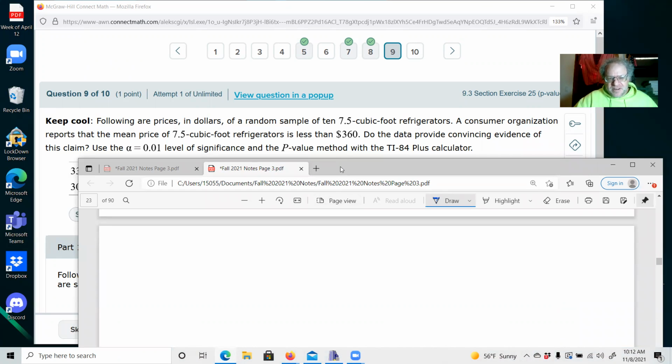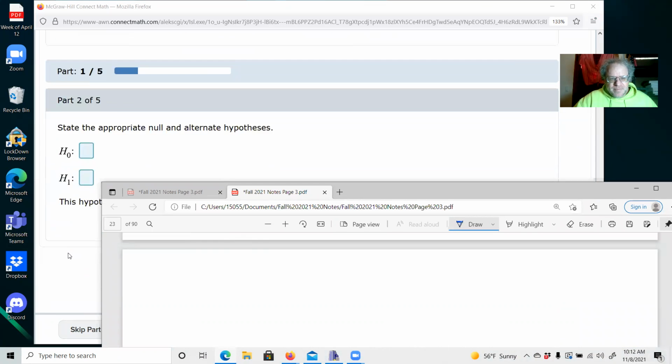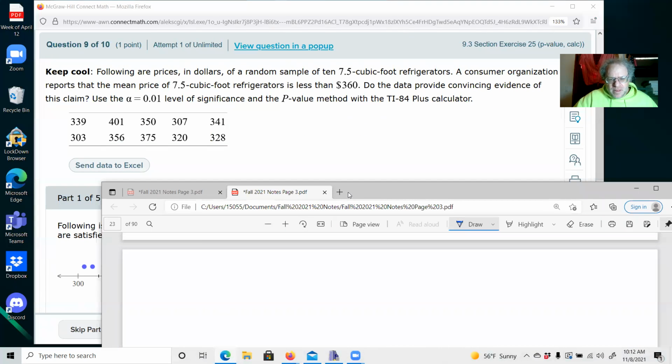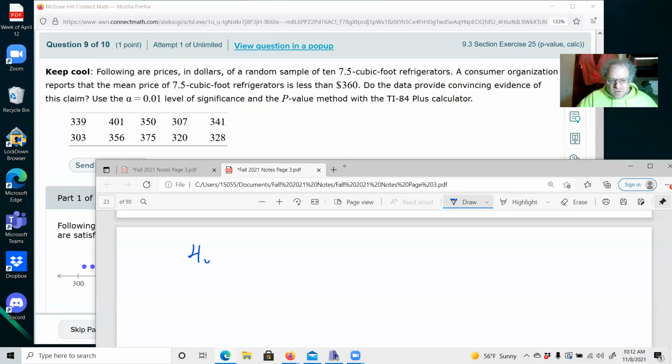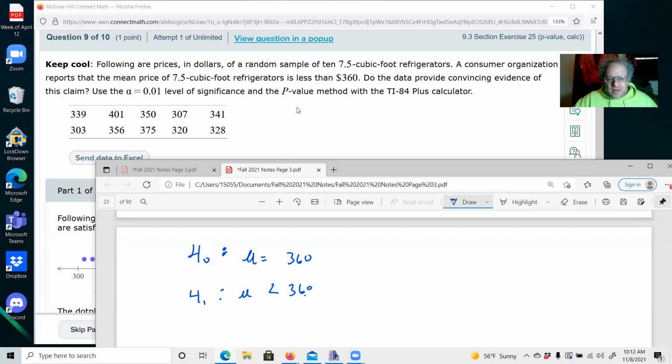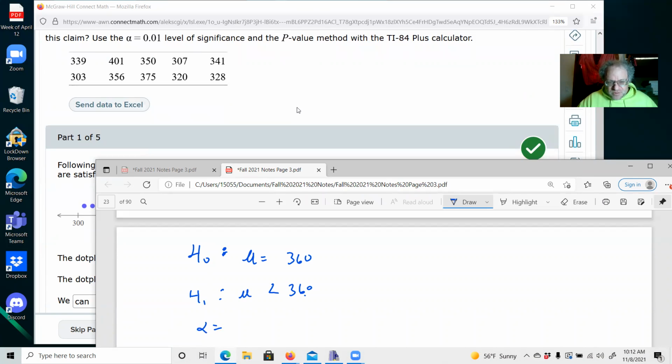So let's see here. We finish reading this. Okay. So H0, what are they claiming? They're claiming that these prices are averaging $360. Okay. The consumer organization says, no, we think they're actually less. Less than $360. Okay. We're going to keep this as alpha equals 0.01. Okay. So that's our first step.